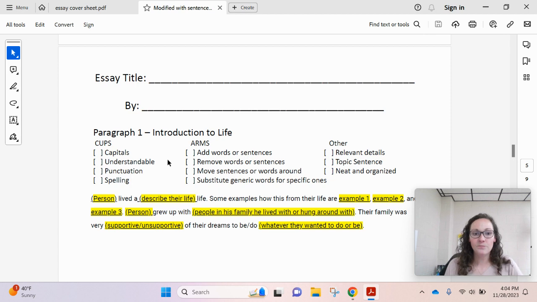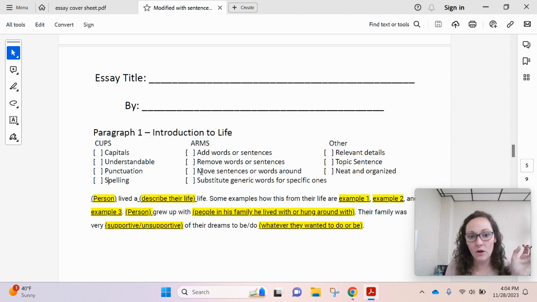The next page, you got your essay title again, your name again, and now this is all about paragraph 1. It's the introduction to life. You are going to have to make sure that you have capital letters, that it is easy to understand. You've got punctuation that is correct, so every sentence ends with a period or a question mark or an exclamation point. You have correct spelling. If your words are misspelled, sometimes it is very hard to understand what it is that you're trying to say. So this is CUPS. Okay, that's what CUPS is, just in case you were wondering.